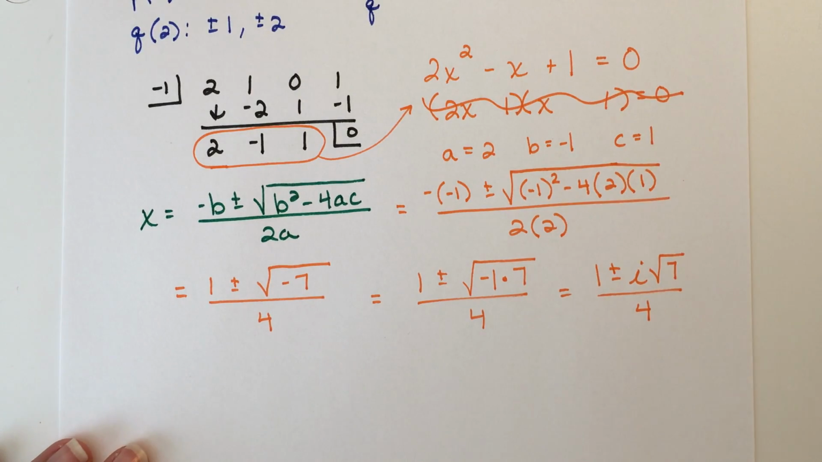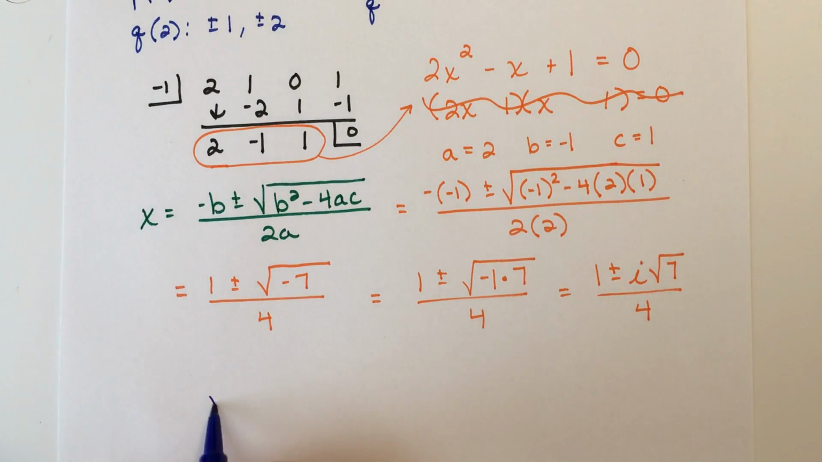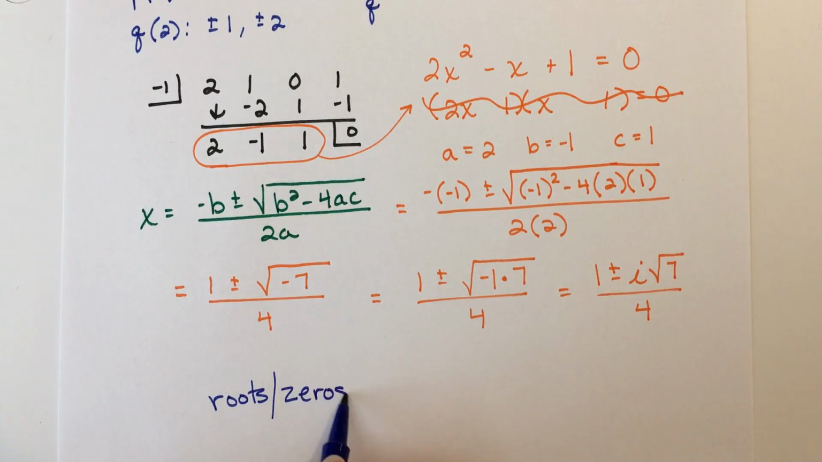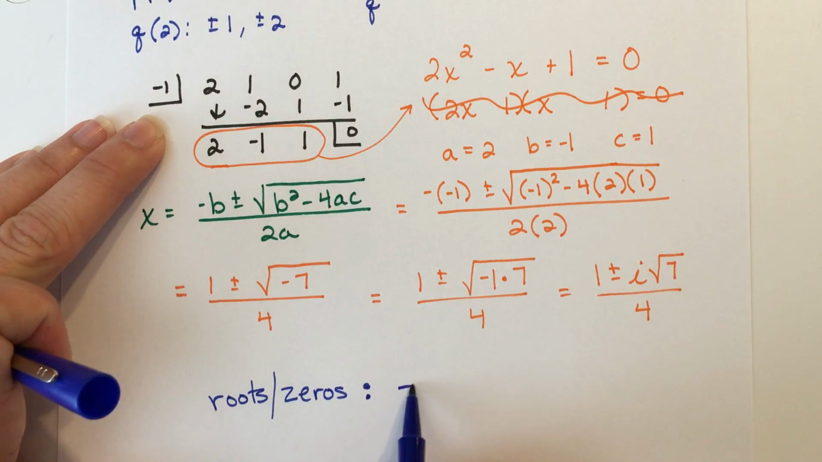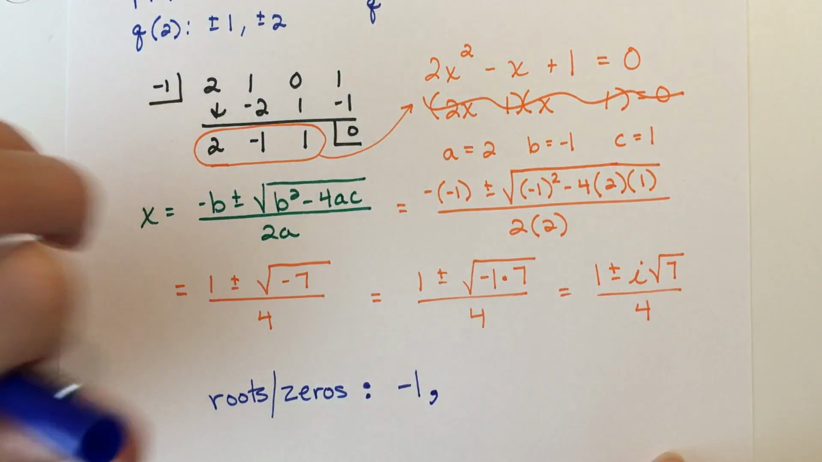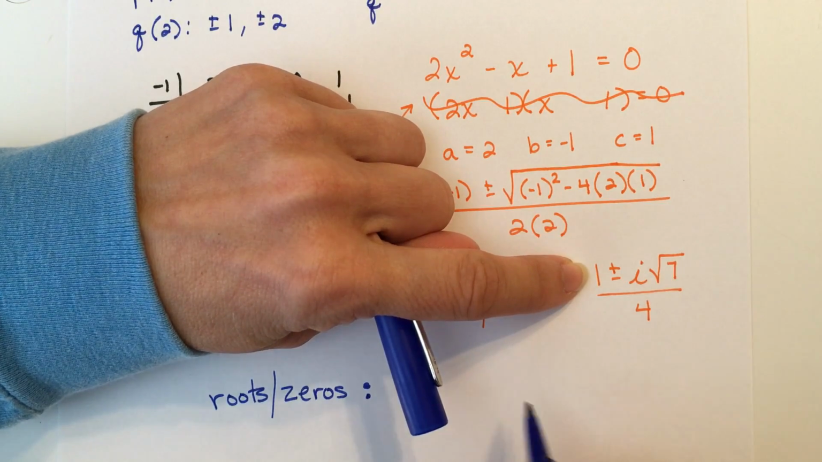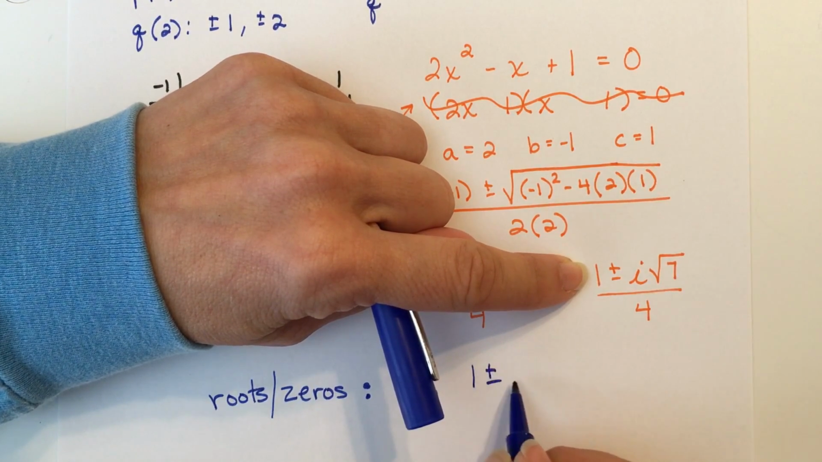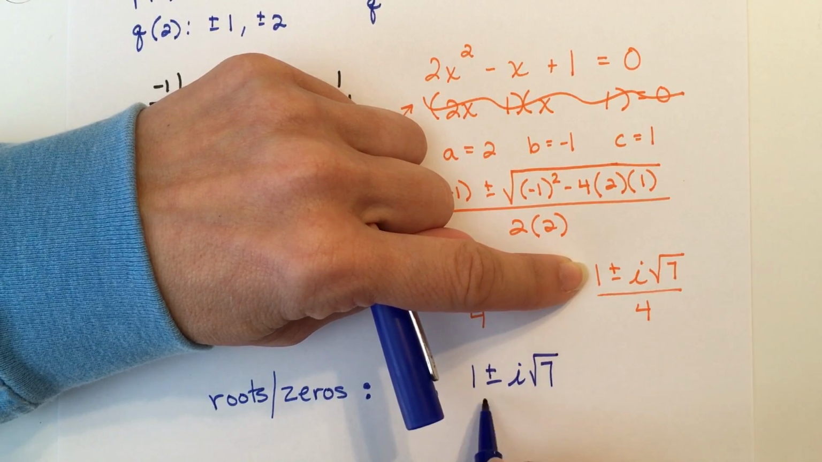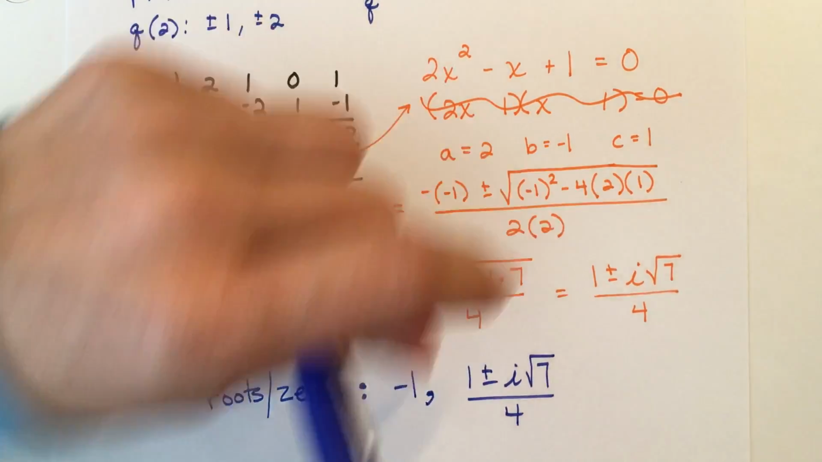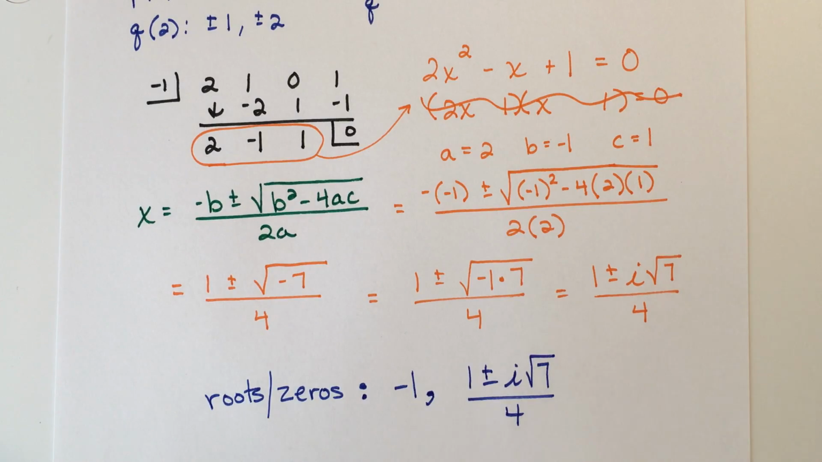So your roots or your zeros, again, whichever section you're working with, the terminology they use. You've got the negative 1 that you found from the synthetic division, and then here's your other 2. Remember, if it's going to be imaginary, they have to happen in pairs anyway. Of course, you've got 2 answers because you've got the plus and you've got the minus. Okay? All right, so let's look at another one of third power.